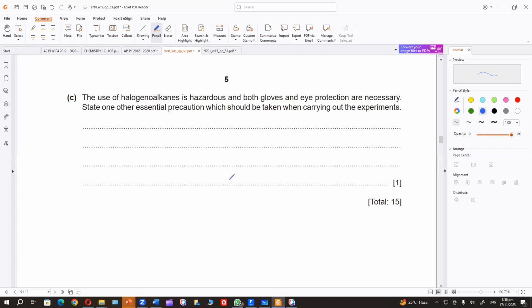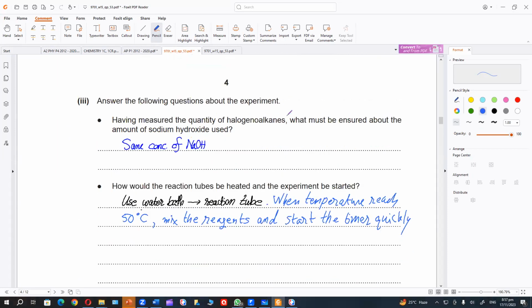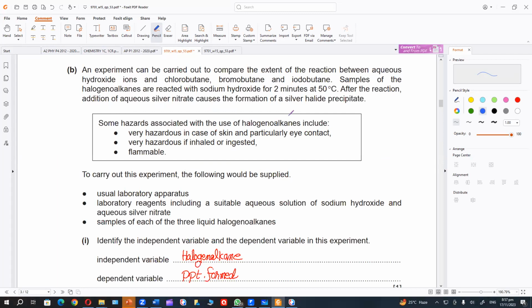The use of halogenoalkanes is hazardous, and both gloves and eye protection are necessary. State one other essential precaution which should be taken when carrying out the experiment. He has covered the hands, he has covered the eyes, and these are the hazard lines. Skin and particularly eye contact, when inhaled or ingested.